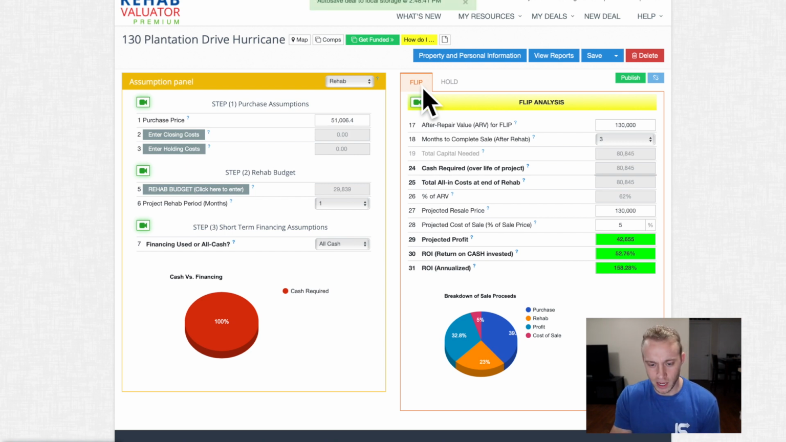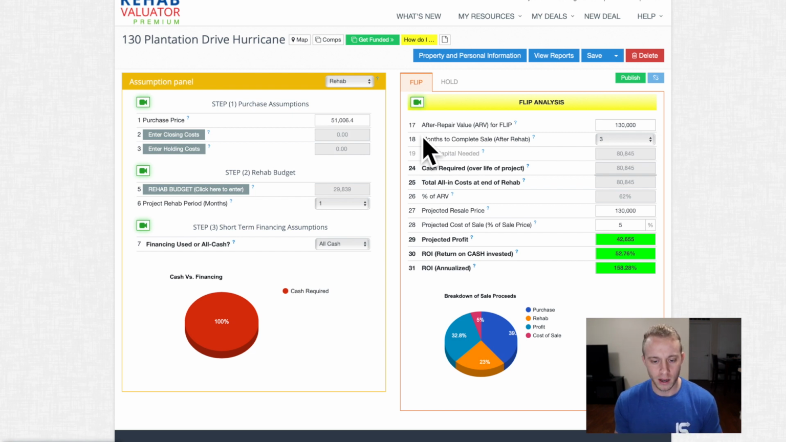So this is the first line here, line 17 of the flip analysis: after repair value. This is what you think the project will be worth when it's completed. Not really what you'll sell it for. Hopefully those coincide, but that's not always the case.